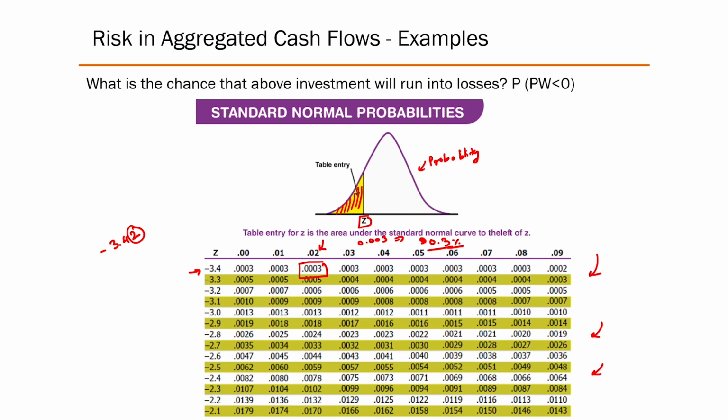Making sense? This is available all the way. I've just given you a very simple example from minus 3.4 to minus 2.1, but it is usually from minus 3.5 all the way to 3.5. You can actually get it.